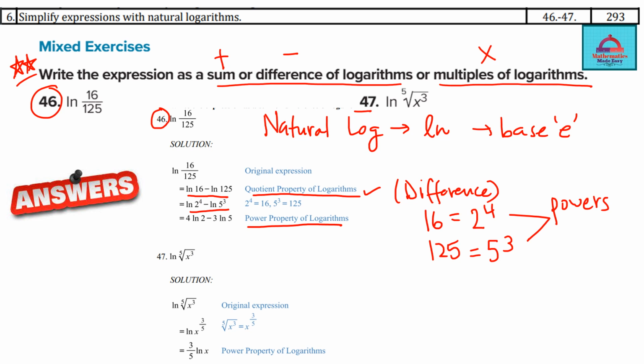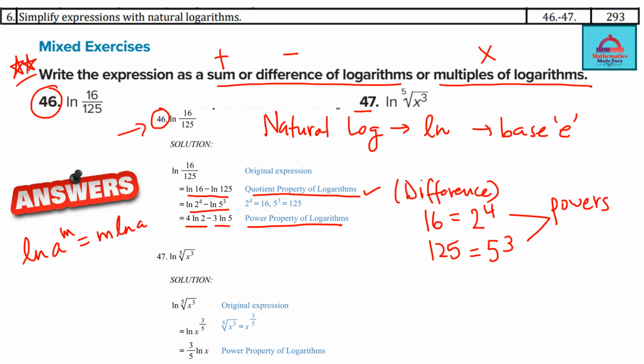Again, you should remember that when you have log with a power, the power comes down. That's the formula. So I'm using ln a to the power m, power comes down, so m ln a. That's what is happening. So 4 comes down, 4 ln 2 minus 3 ln 5. So that's your 46 question.